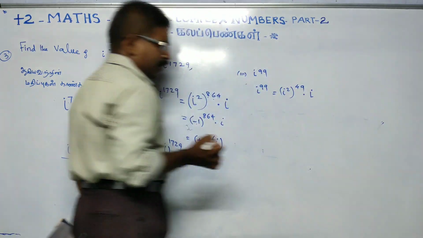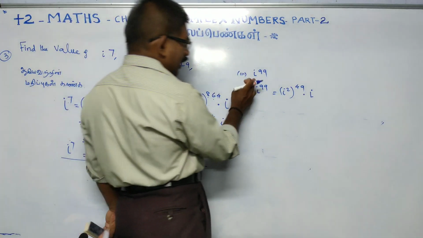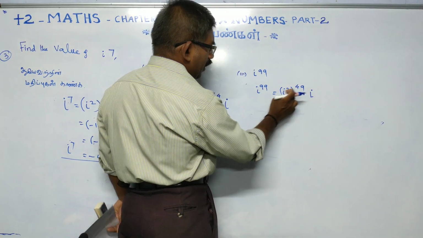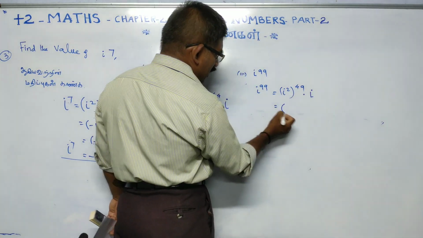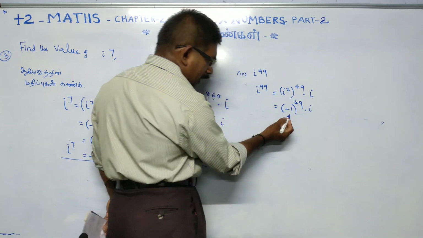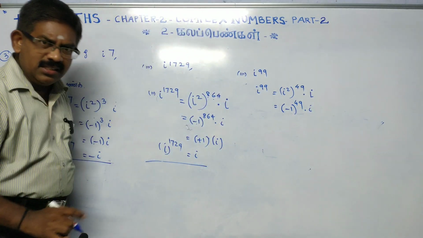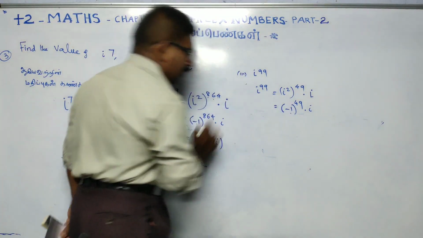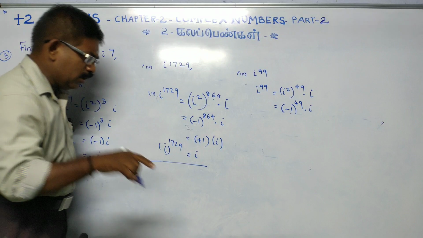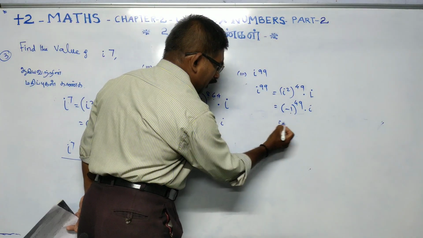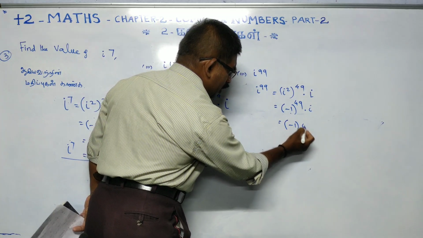Into i. i power 99 means (i square) power 49, multiplying gives 98, into i. This value is (minus 1) power 49 into i. Minus 1 power an odd number comes, the value is negative, minus 1. Minus 1 power an even number becomes positive, like the previous sum. Minus 1 power 49 means minus 1 into i.